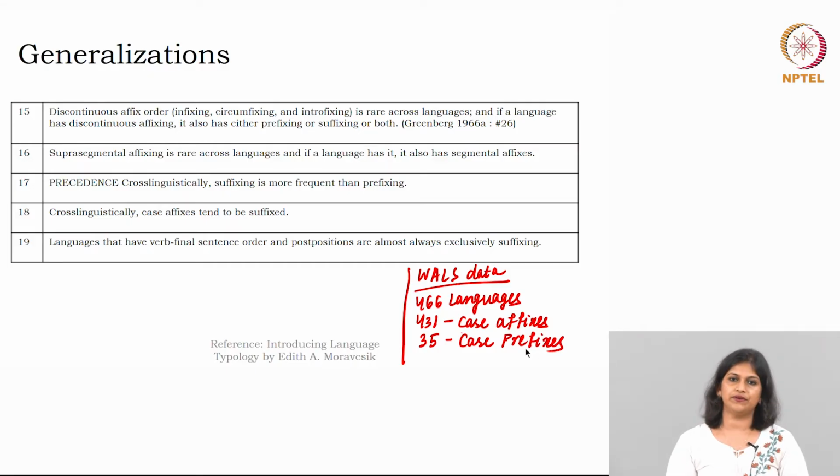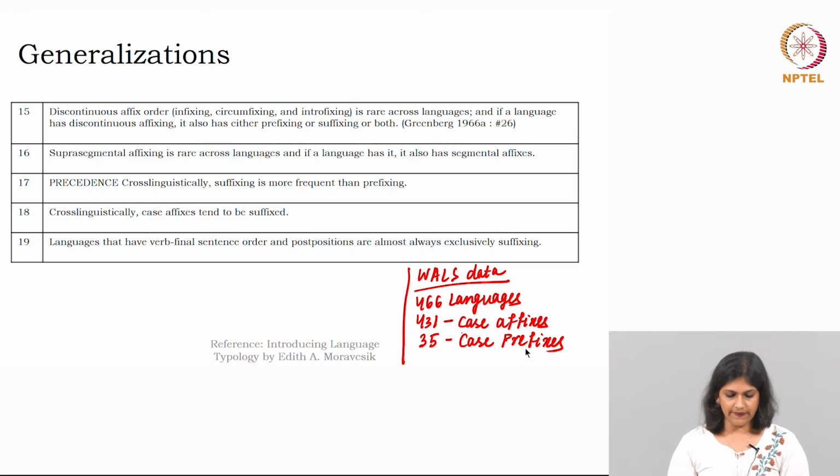And the last but not the least in case of cross linguistic morphological typology, let us read it first: languages that have verb final sentence order and postpositions are almost always exclusively suffixing. Again, it may not hold true for all the languages in the world, but almost all of them, like most of them.